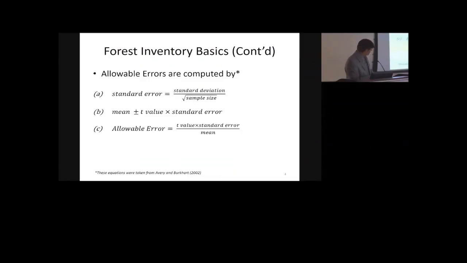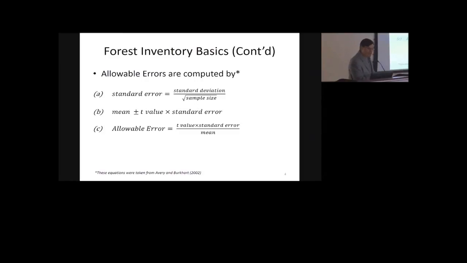Let's talk about that just a little bit more. So allowable errors are computed by, first of all, we have to calculate our standard error. That's pretty straightforward stuff. You can get that in any statistics book. The key thing here is the standard deviation divided by the sample size. Since the sample size is in the denominator, as our sample size goes up, our standard error goes down. That's pretty much a universal finding.